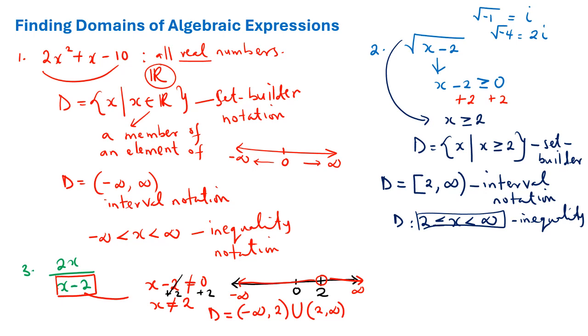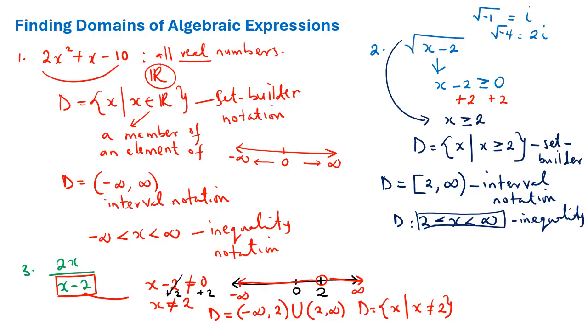So you do not want that. But if I just want to make something up as a set builder, I can represent that as x is a real number such that x is not equal to 2. This is good. All right, so let's try another example here.